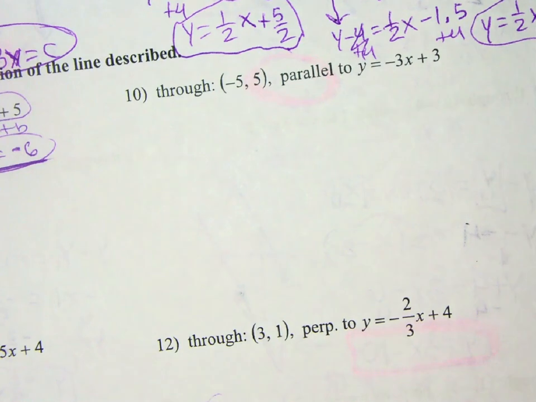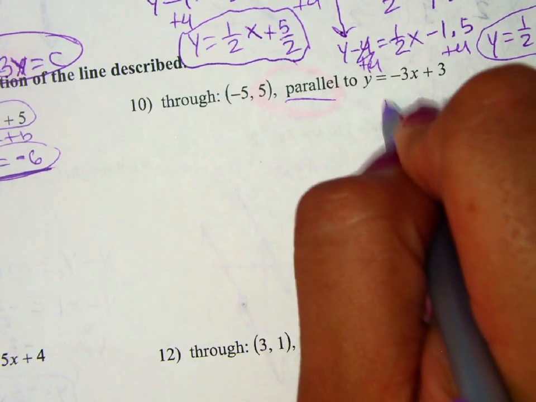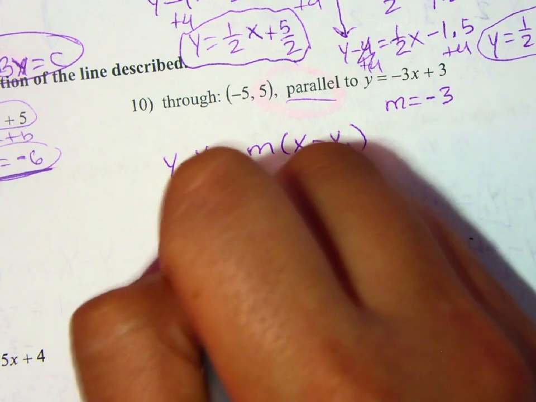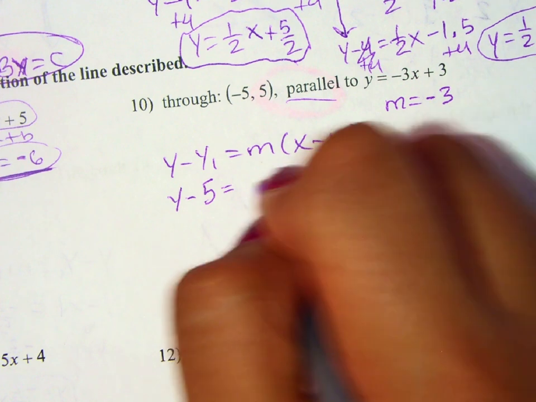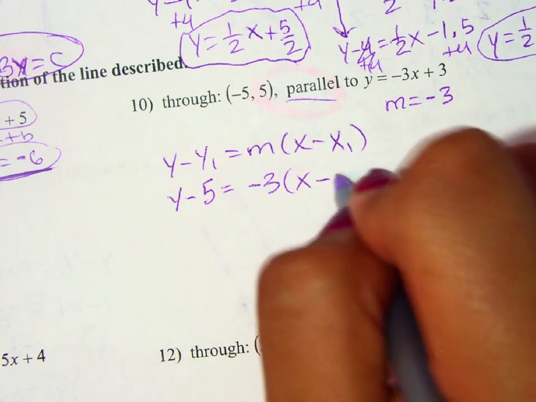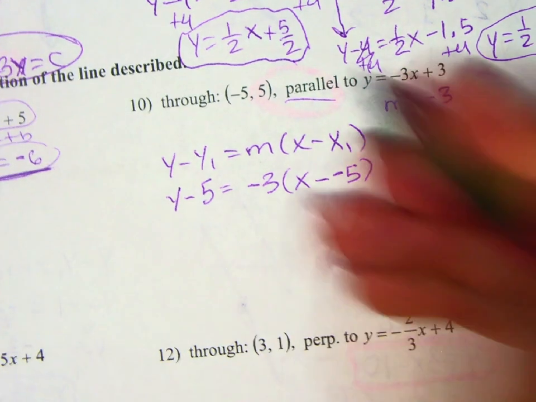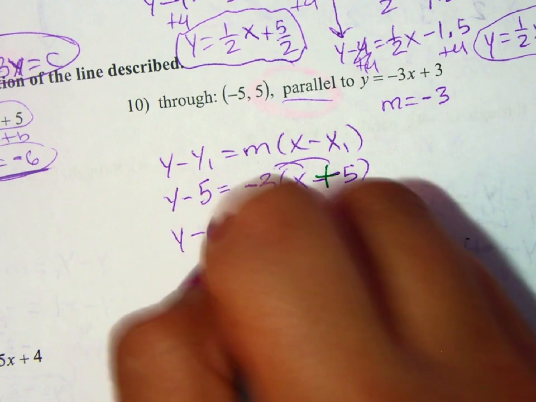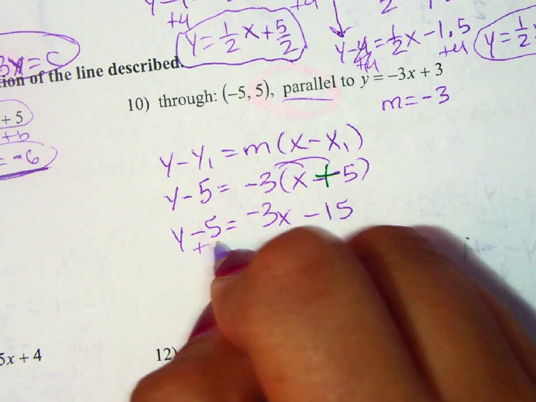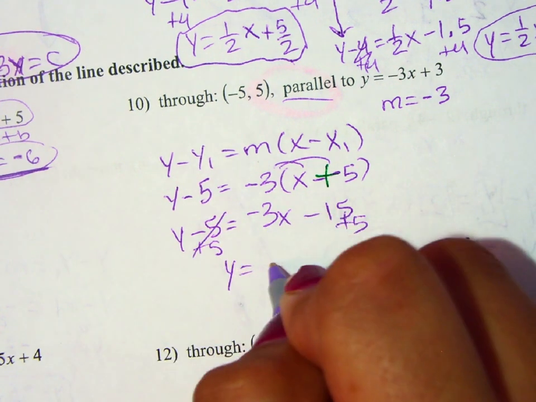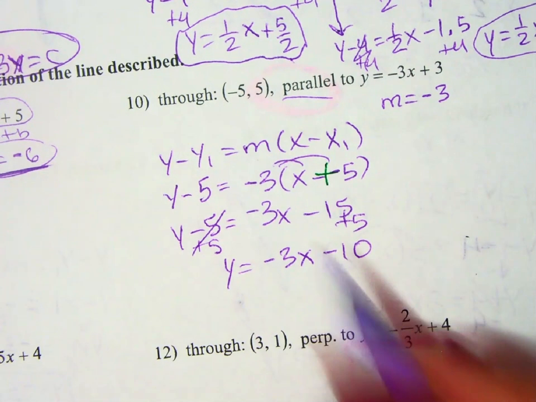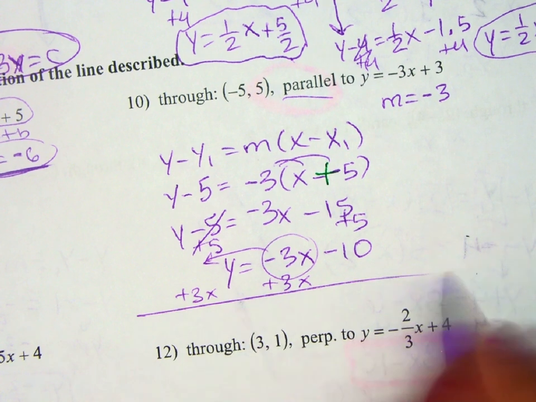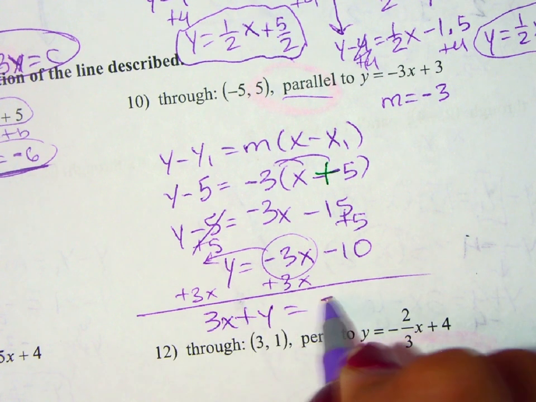Let's do another example, number 10. We want another parallel equation, so we're going to use the slope of -3. y minus y1 equals m(x minus x1). y minus the y value, which is 5, equals the slope of -3 times x minus -5. This double negative becomes positive. And then when you distribute this -3, we get -3x minus 15. y minus 5 equals that, and then we want plus 5, plus 5. y equals -3x minus 10. For it to be standard, we need to move this x to the left side, so we're going to add 3x, and we get 3x plus y equals -10.